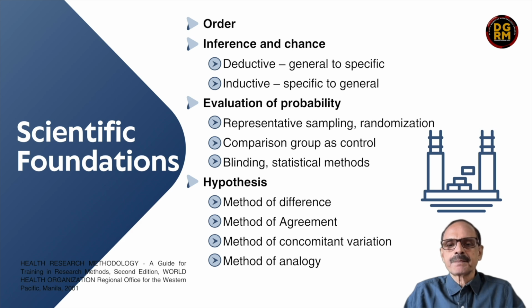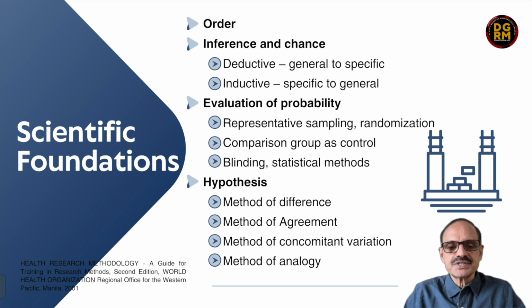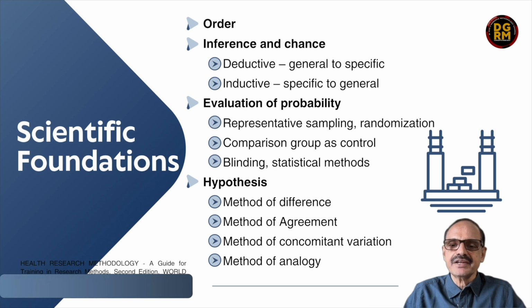Next is evaluation of probability. The probability evaluation gives the research integrity and validity, using representative sampling, randomization, and a comparison group for reducing the bias, then blinding and statistical methods for analyzing. So this gives the integrity and validity. Next is hypothesis. Hypotheses are carefully constructed to explain phenomena and identify causes.